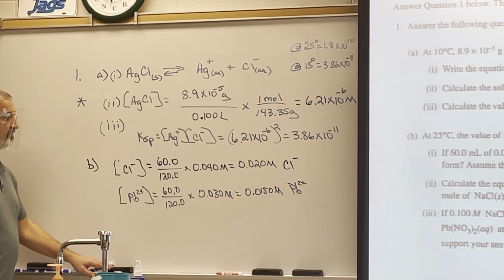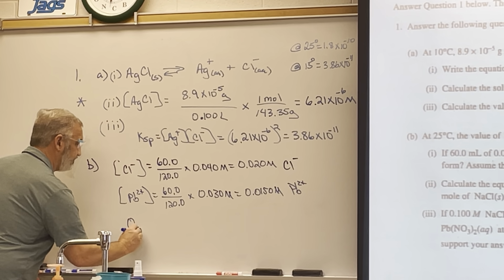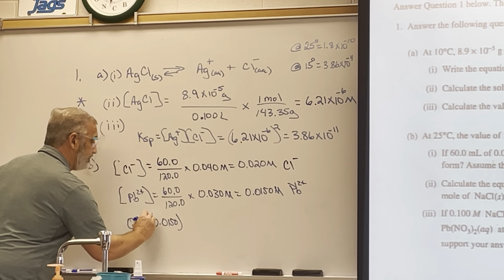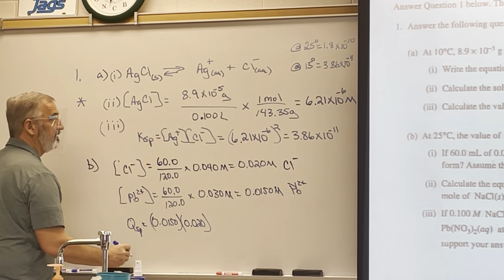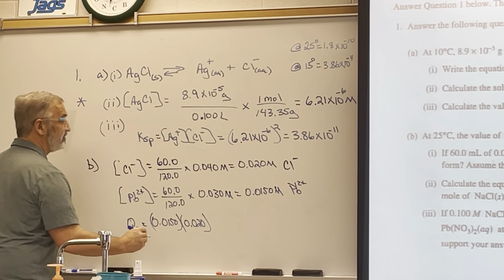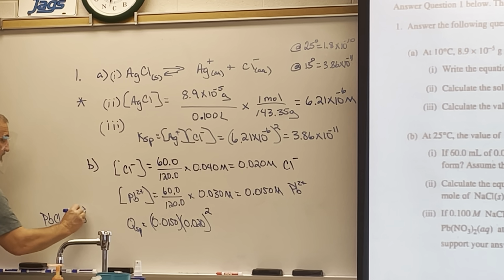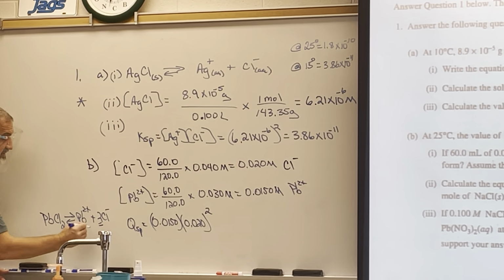So what do I do next? Find Q. It's going to equal 0.015 times 0.020 what? Squared. Because we're going to have PbCl2 going to Pb2 plus and 2 Cl minuses. So my KSP is going to have that 2 in it, the square. Right?